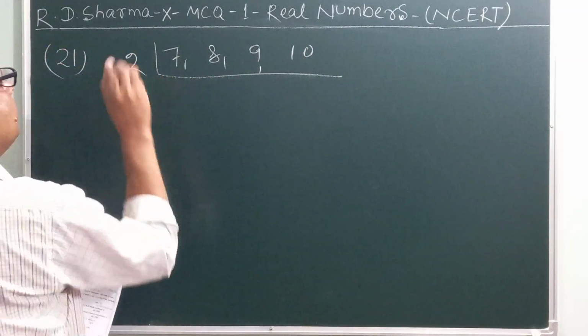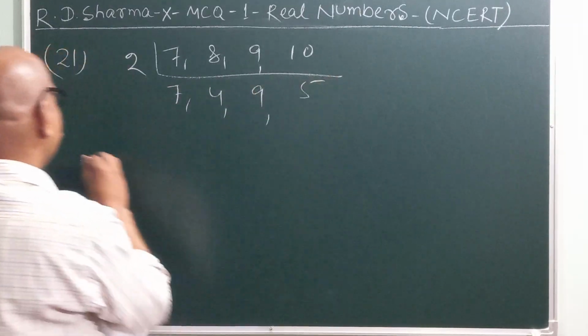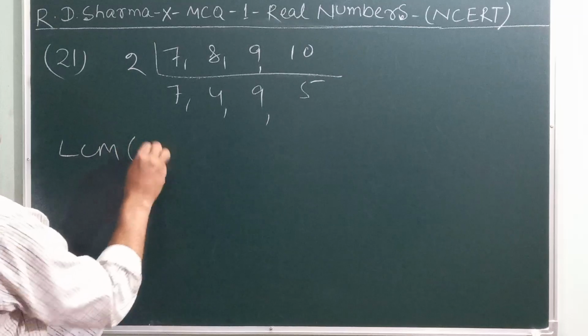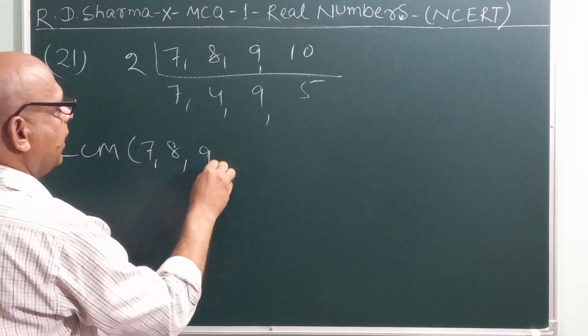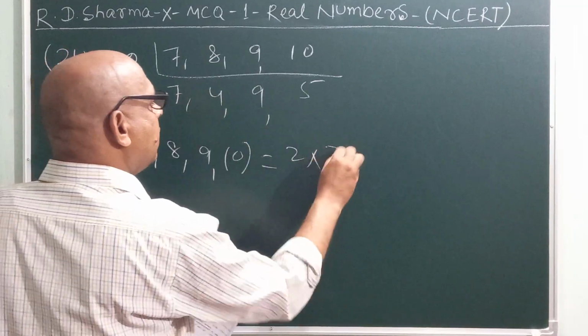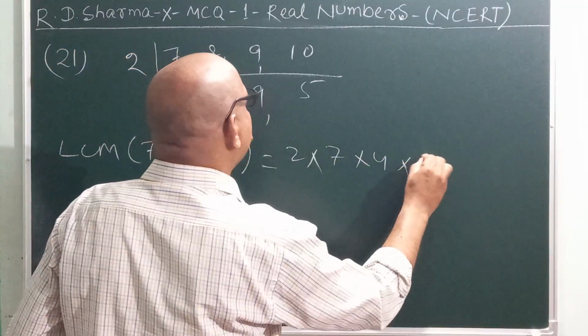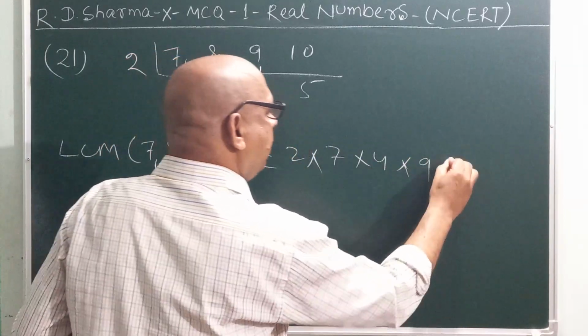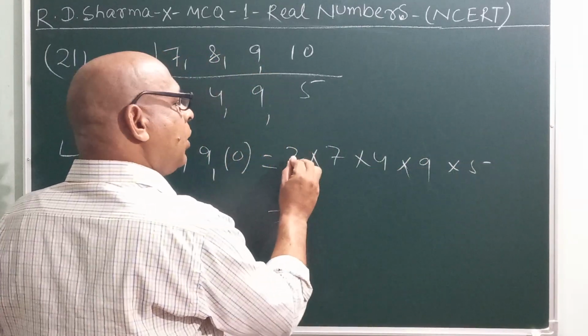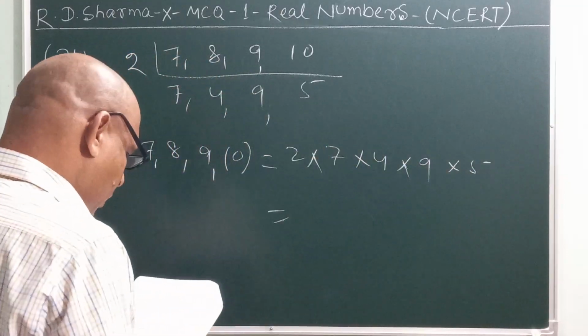LCM of 7, 8, 9, 10 equals 2 into 7, 4 into 9, 4 into 9 into 5. 2 into 5 is 10, then 90, 63, 63 into 4 is 2520.